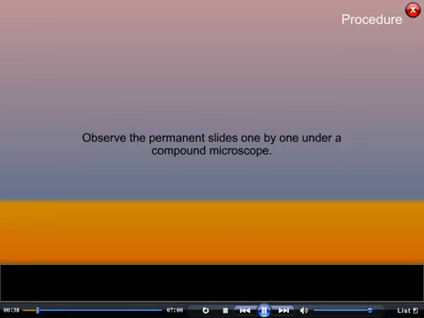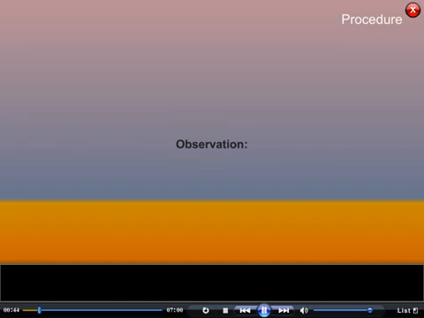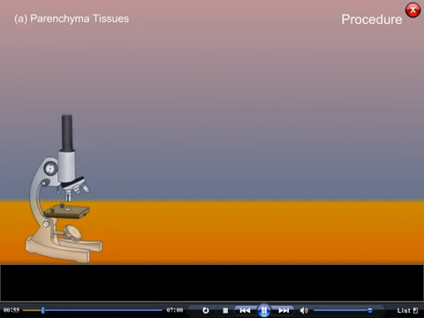Procedure: observe the permanent slides one by one under a compound microscope. Observation: 1. Plant tissues. A. Parenchyma tissues.